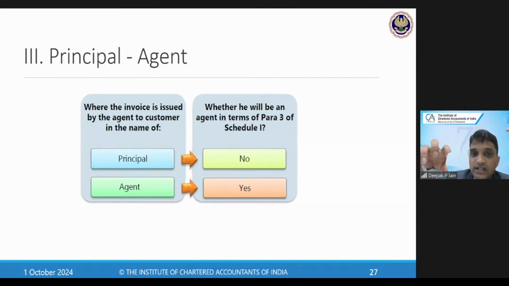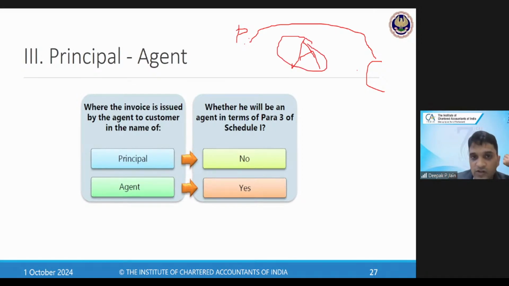Now, if the agent comes in between, there is principal P, there is an agent, and there is a customer. Now, if the principal sells goods to the customer directly in his own name, then what is the agent doing? The agent is only connecting the principal and the customer. He will only get his agency or commission charges, which is of course liable to GST. So there is no supply between principal and agent because there is a supply directly between the principal and the customer. Correct? Then will he be an agent under para 3 of Schedule 1?